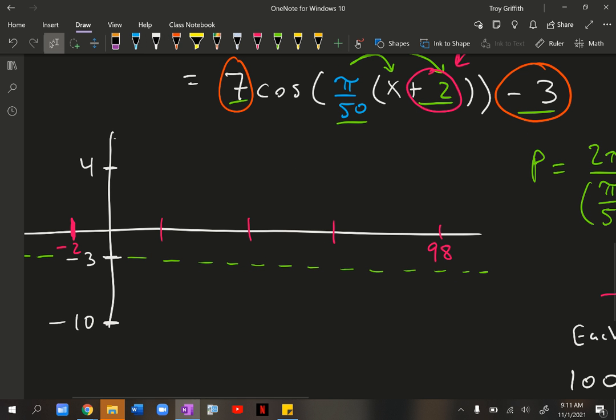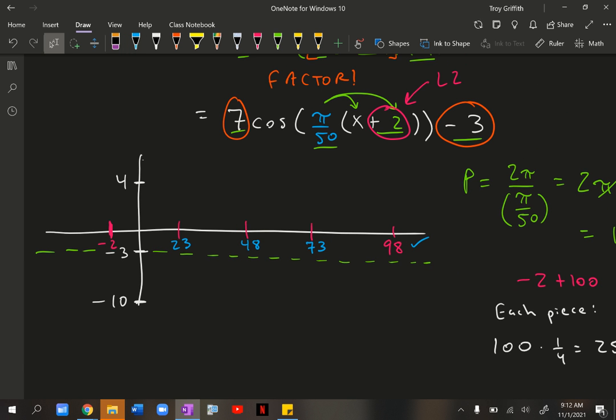Huge mistake I see people make, and you'll see I'm very repetitive with this stuff on purpose because students make the same mistakes over and over again, no matter how many times I mention it. So I'll keep trying to mention it as much as possible. They'll put 25 right here. That's wrong because we didn't start at 0. We started at -2. So if I start at -2 and I add 25, I get 23. Then if I add 25 again, I get 48. And if I add 25 again, I get 73. And then if I add 25 one more time, 73 plus 25 is 98. So that seems to check out.